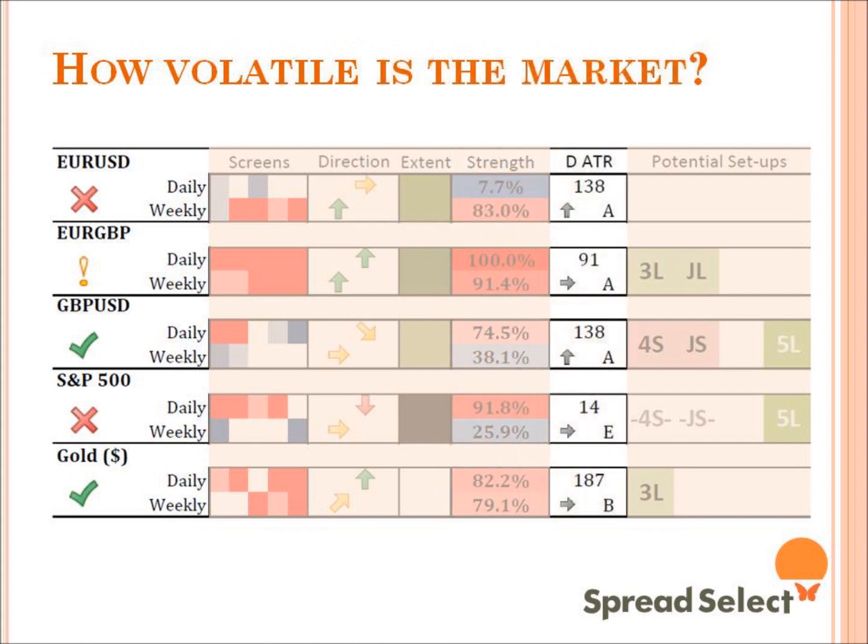DATR stands for the Daily Average True Range. It tells us in points the average true range, whether or not it's rising, and whether or not it's above its long-term moving average. For some setups, we're looking for volatility. For others, we don't want volatility to be too high.